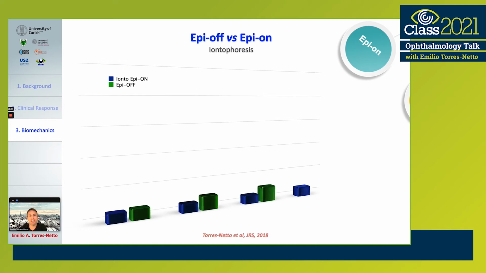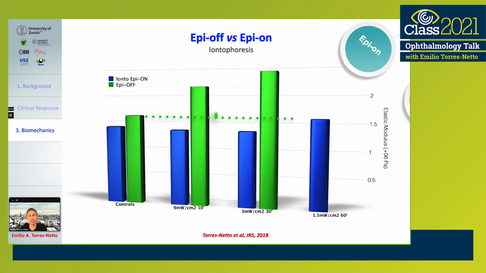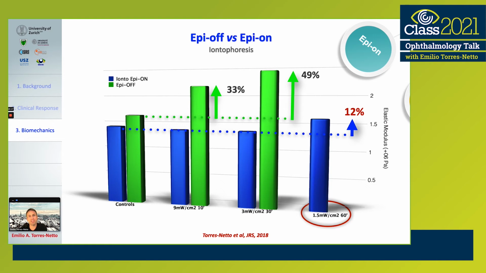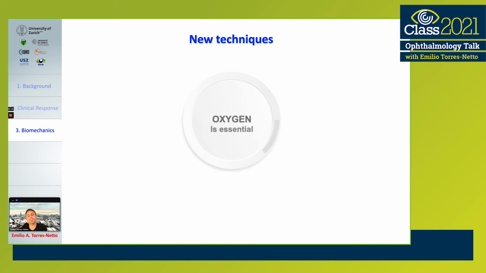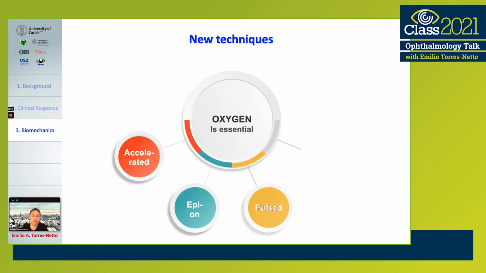But still, as you see here in the last blue column on the right, this increasing effect with transepithelial cross-linking was still much less effective than any other epi-off protocols, which are shown in the green columns. So the understanding of oxygen is essential, because it brings all this information together and makes us understand all those protocols in a very logical form.